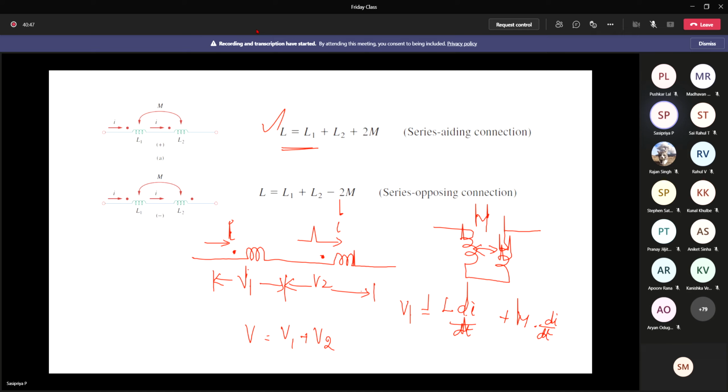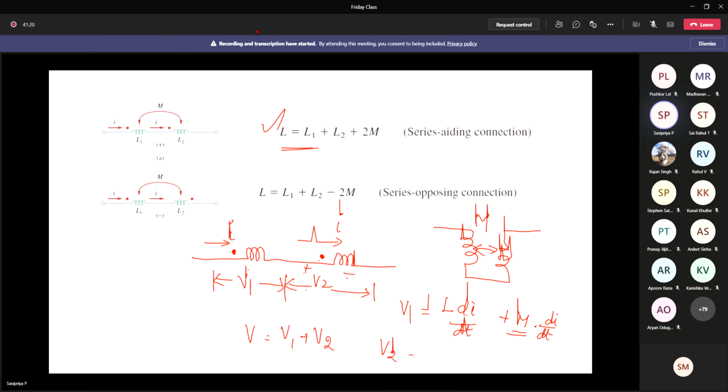Now how do I write this: plus M into di by dt or minus M into di by dt? See here, it's written that the current is entering. So this is the entering current, and the voltage induced at this dot is going to be positive. I'm measuring my voltage at this terminal with respect to this. This is my V2. So obviously this will be plus M into di by dt, no doubt in that. Now this is your V1.